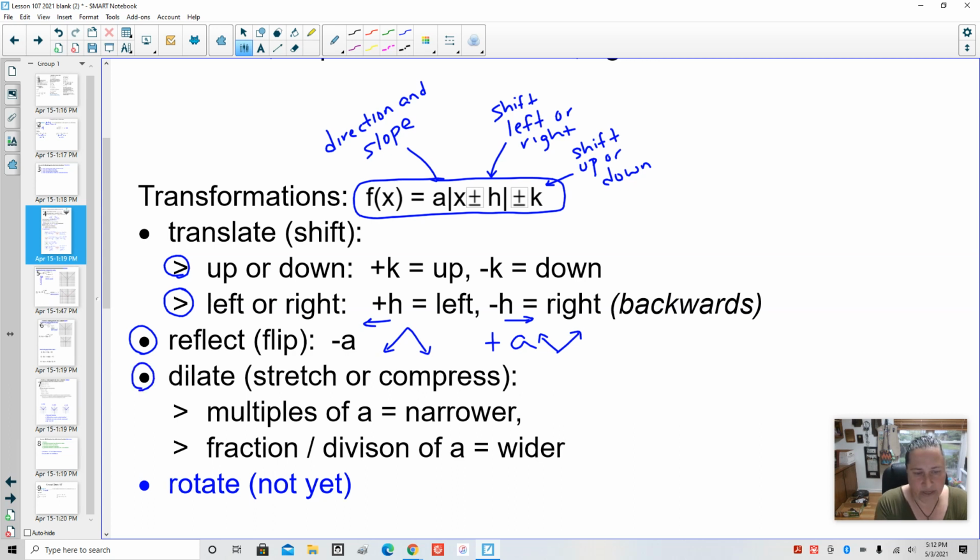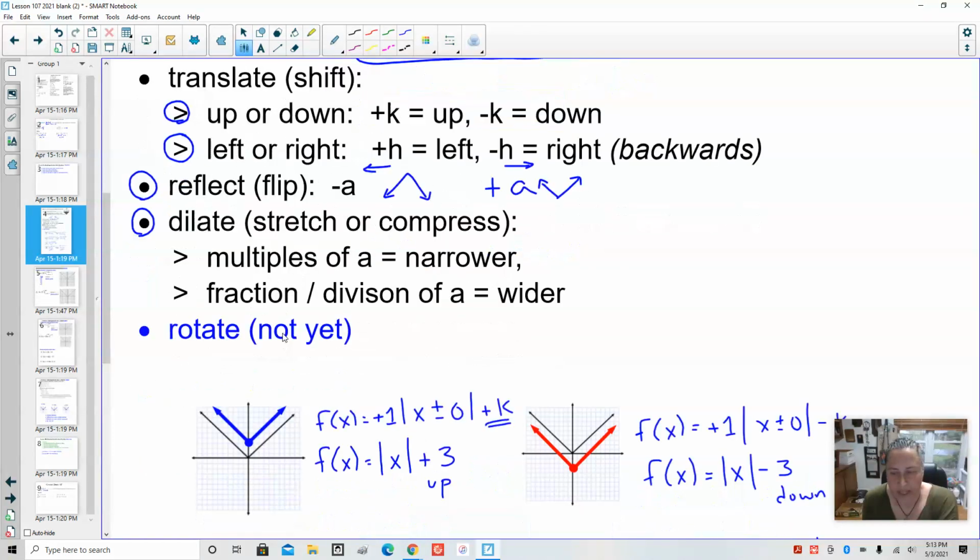Then the last thing is we can dilate, and that's that a value again. So if we have multiples of a, like 2 or 3 or 9.4 or whatever, then that's going to get narrower and narrower. If it's a fraction or you're dividing, a division of a, you're going to get wider and wider. Okay, so that's just like the quadratics that we did before. So you don't need to copy these unless you really want to, but just look at them.